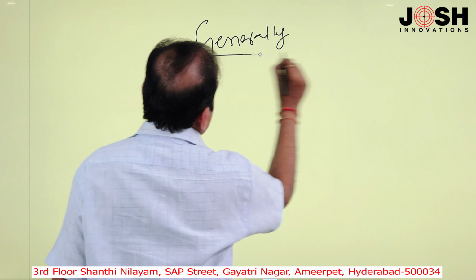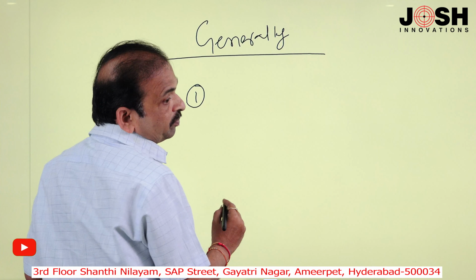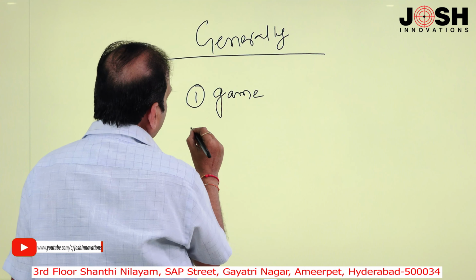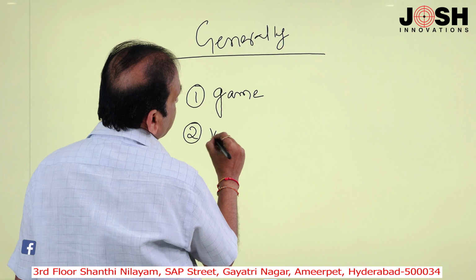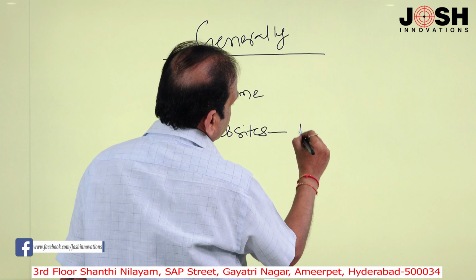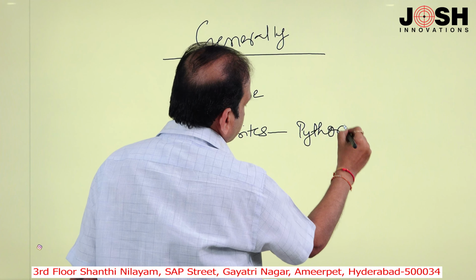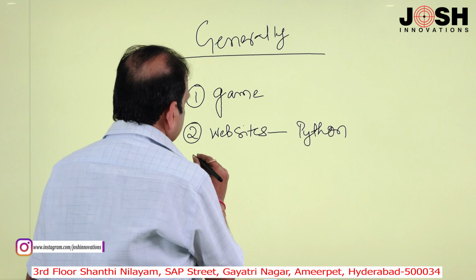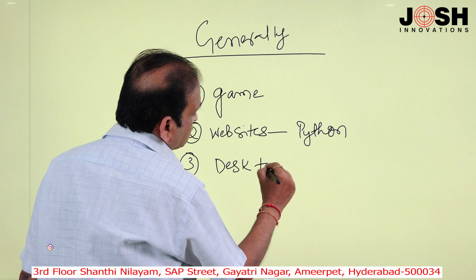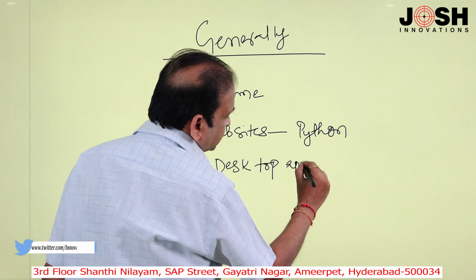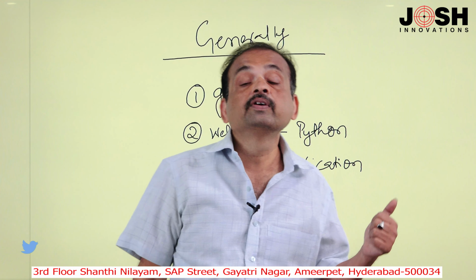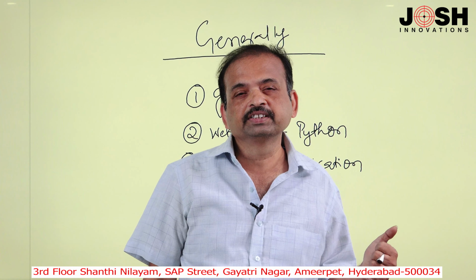For example, I want to develop one game. If you want to develop a game, we can develop it by using the Python programming language. I want to develop websites like Amazon, like Flipkart. I can develop websites by using Python. Not only games and websites, we can develop desktop applications, like for example Paint. In MS Windows we have games, so we can develop games and desktop applications.